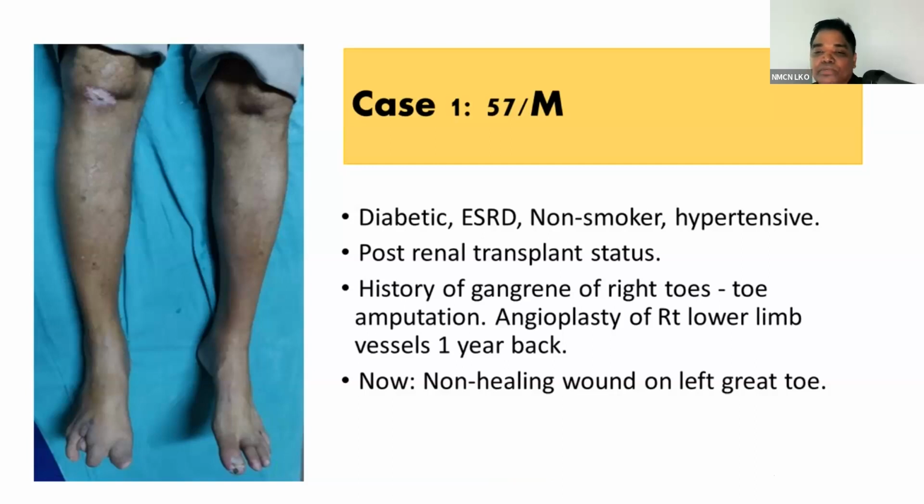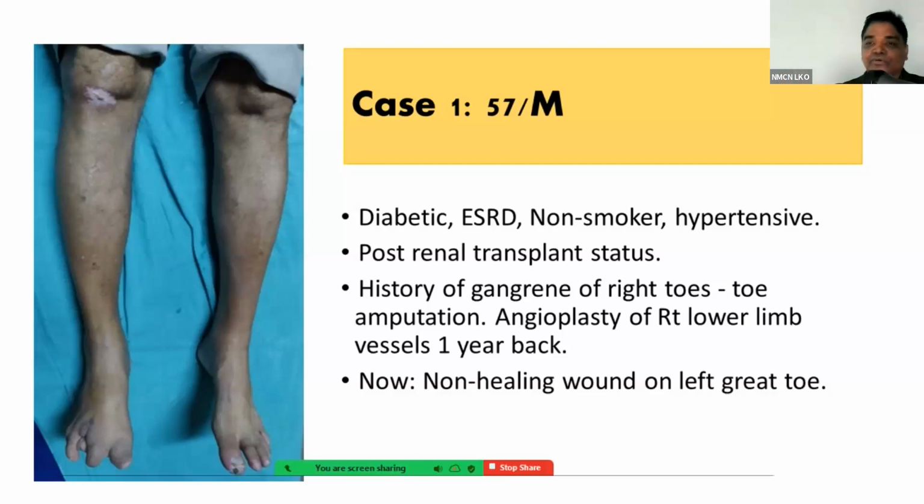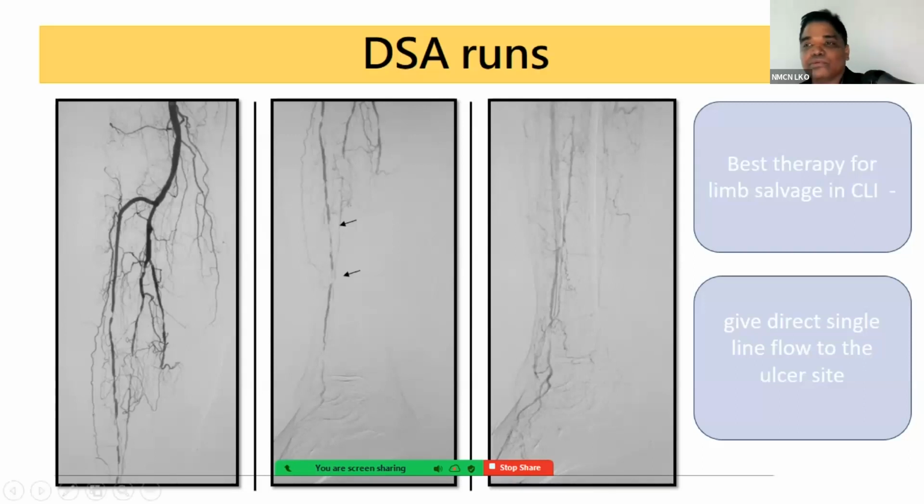Now he presented with a non-healing ulcer on the left great toe. You can see that there is some blackish discoloration at the tip of the left great toe. And this was his initial angiography run. You can see that there is a complete occlusion. Multiple stenoses are seen in the anterior tibial artery. As we said, by the angiosome concept, the dorsum of the foot in that area would have been supplied by the anterior tibial artery. We can see multiple arterial narrowings of the anterior tibial artery. Similar findings are also seen in the peroneal arteries and the posterior tibial arteries.